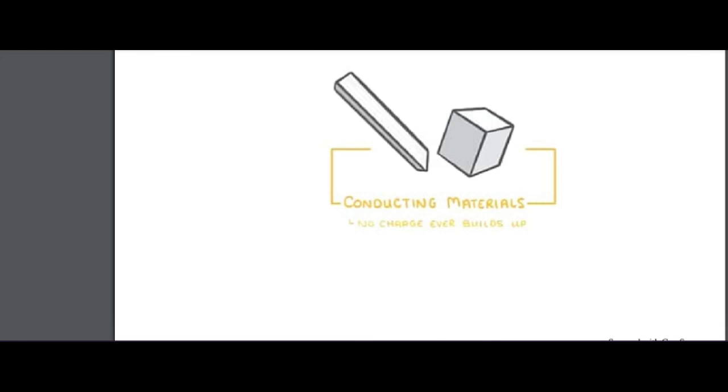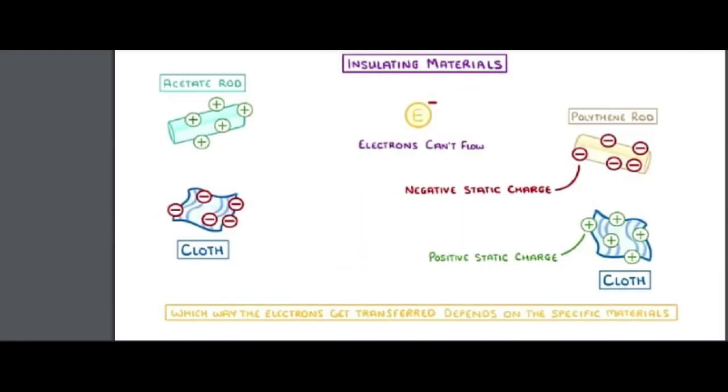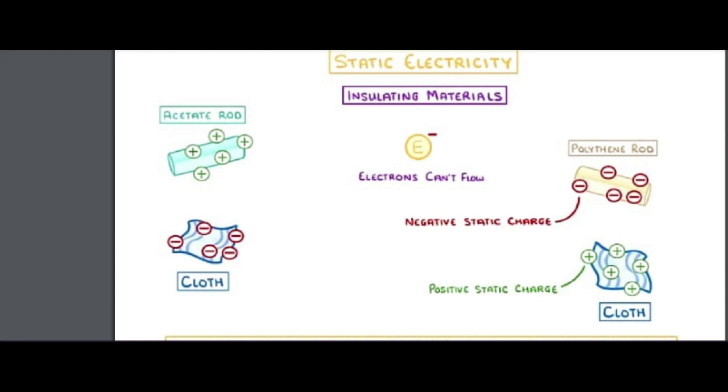No. So in conductive materials, no charge ever builds up. There is no charge when there is no rubbing between them. Now we have to do with the insulating materials. How can insulating materials produce static electricity?